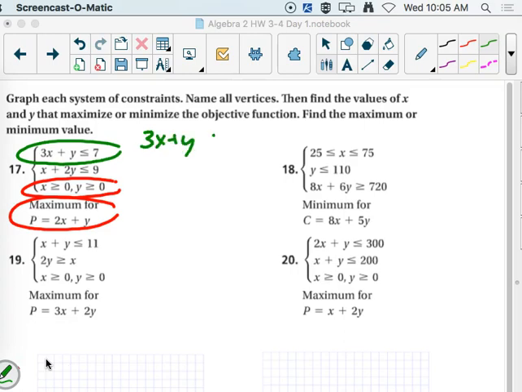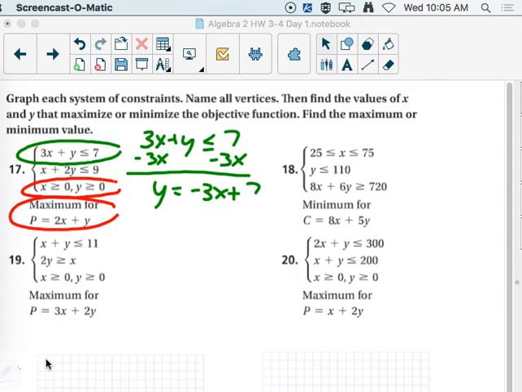3x plus y is less than or equal to 7. That one I could get x, or I could get y all by itself pretty quickly, and then use y equals mx plus b to graph it. So I'll subtract 3x from both sides. Y equals negative 3x plus 7. And I do want to check out the other one right now too, because I want to know, can I go by ones, or is a bigger number going to show up on this other one? So I'll color code this one blue.